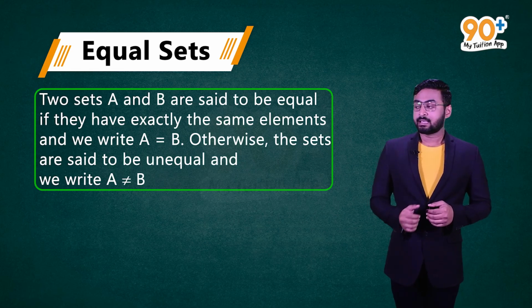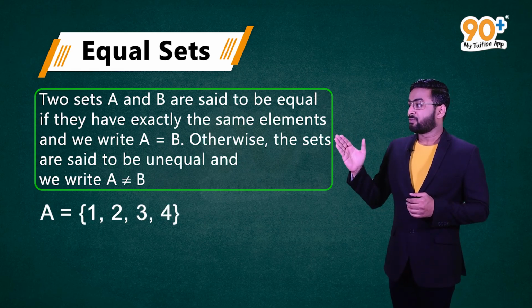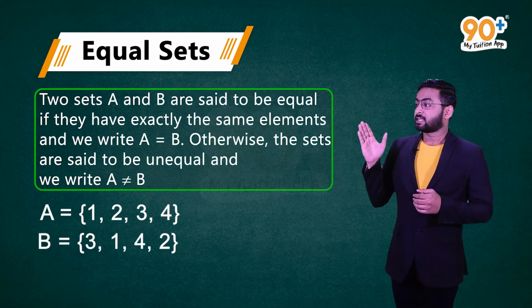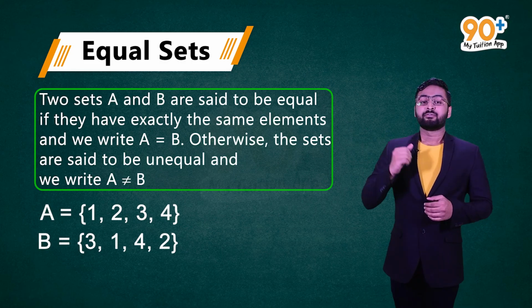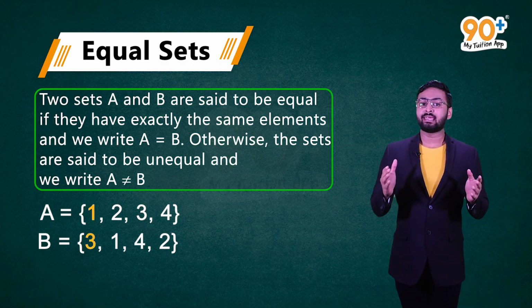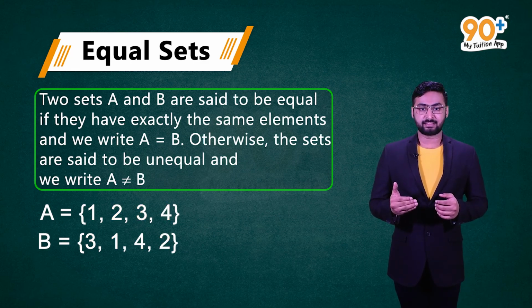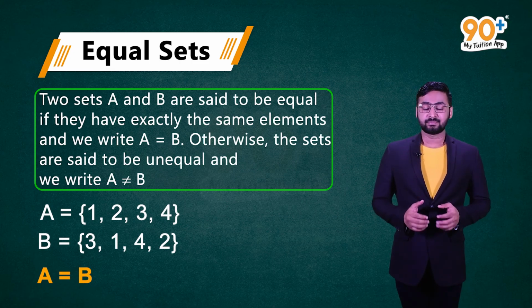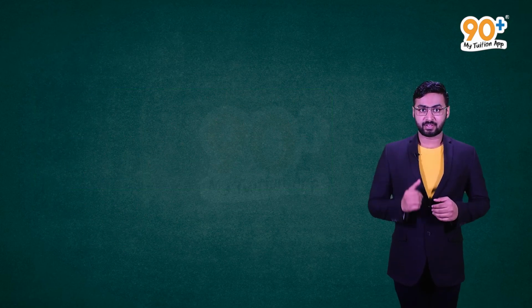Consider two sets A, set of 1, 2, 3, 4 and B, set of 3, 1, 4, 2. Here we can see that both A and B have the same elements. So we can say that A is equal to B. Now let's take a look at another example.